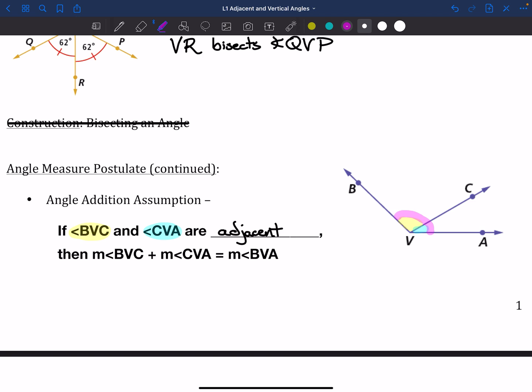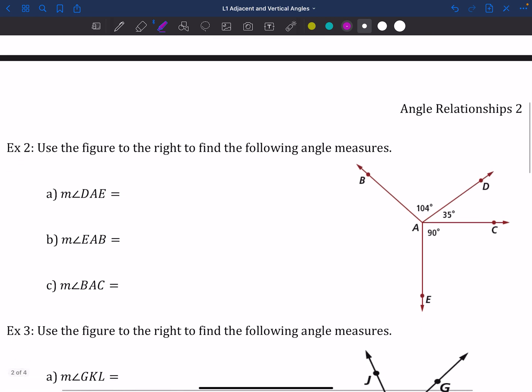You can see that that purple piece, or pink, or whatever color you want to call it, is just as big as the yellow angle plus the blue angle. So that's what we're getting at: if you have two adjacent angles like that and they are next to each other, then you can add their measures and it will equal the big angle that they make together. So we're going to use that.